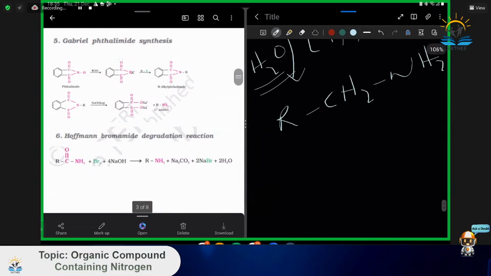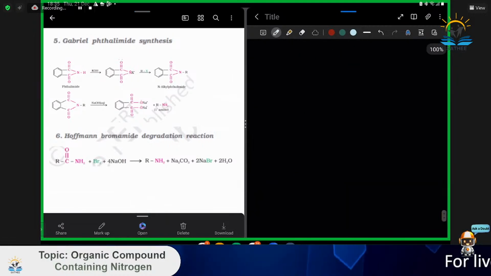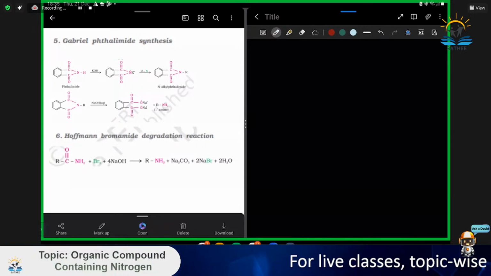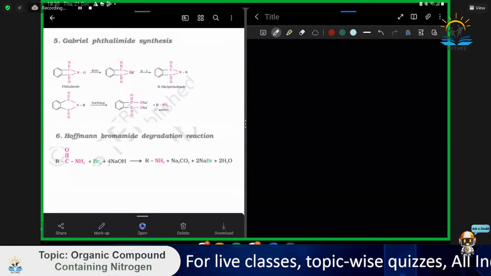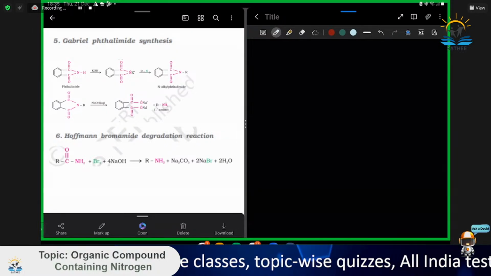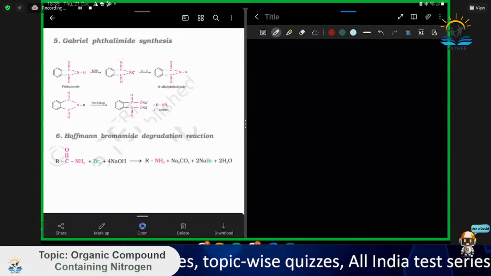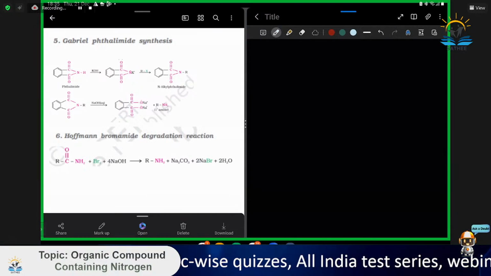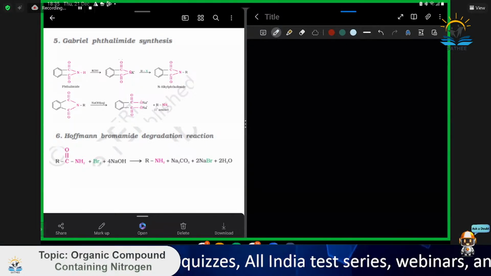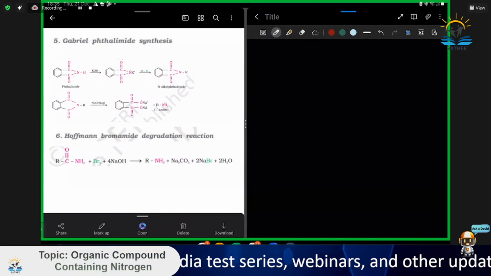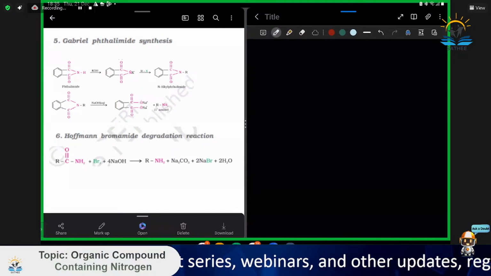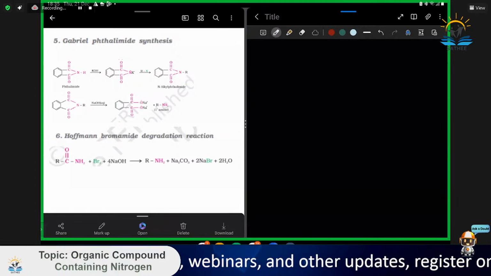Gabriel phthalimide synthesis is used to prepare primary amines. What you see here is phthalimide. First, you react it with KOH. The NH hydrogen is poorly acidic, so with KOH you can have N minus K plus.